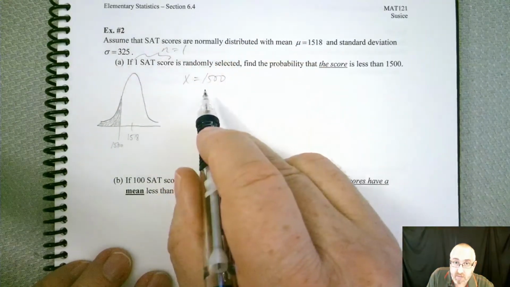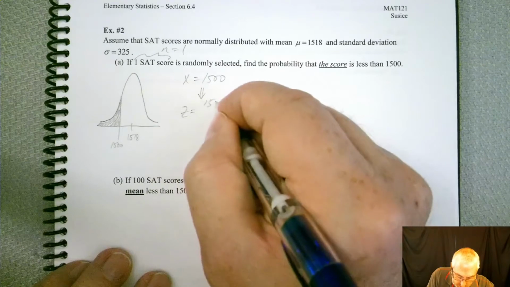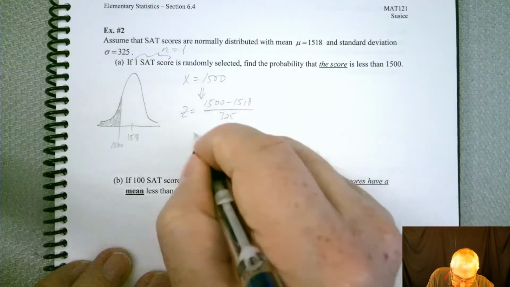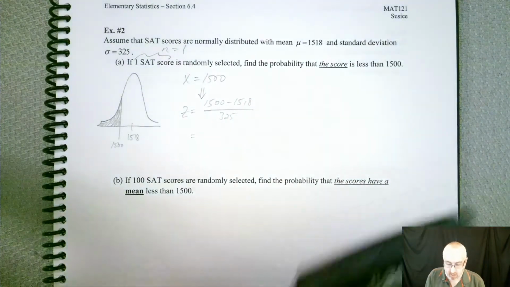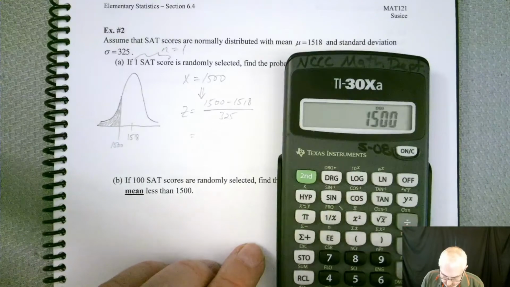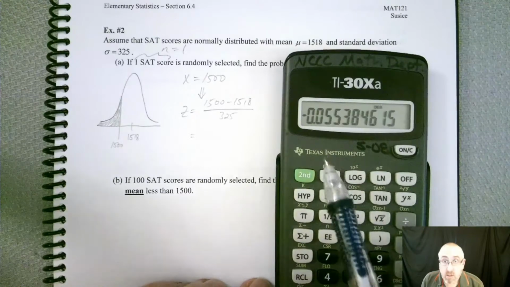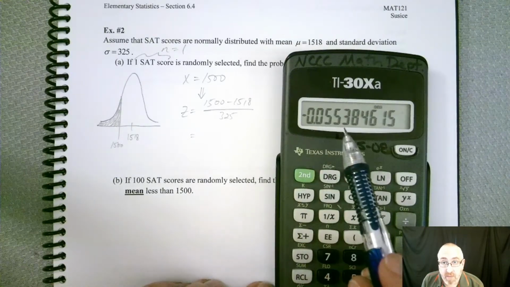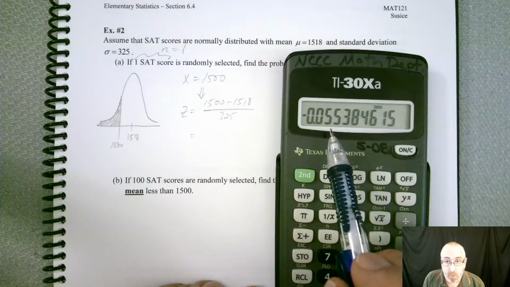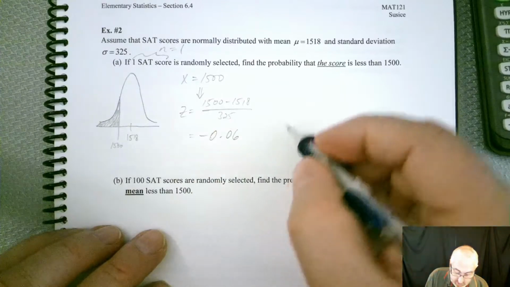So now let's go through our steps. We have our value of x of 1500, and we want to convert that to a z-score. So we're just going to plug that into our standard z-score formula and divide. If we do that on our calculator, 1500 minus 1518 equals negative 18, divided by 325 equals negative 0.055, and so on. We're going to want to round that to 2 decimal places, so make sure you round it to negative 0.06.